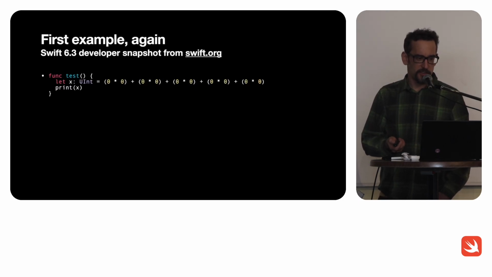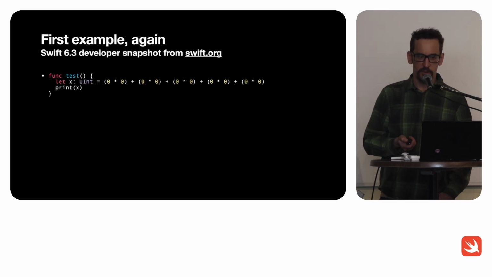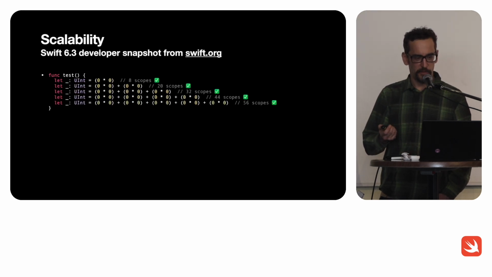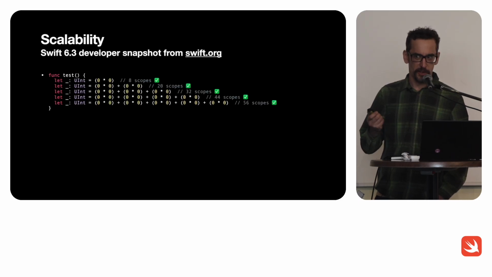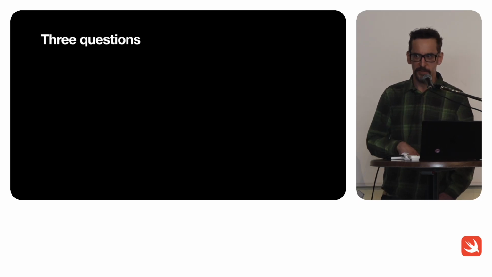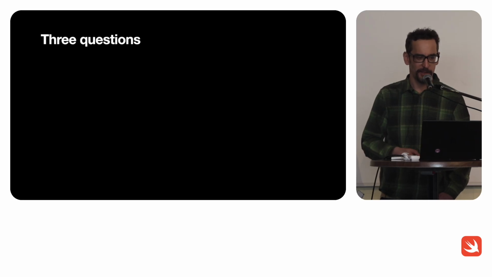And here's the good news. If you download a developer snapshot for 6.3 from swift.org, then this expression is fast with a UInt as well. And if you look at the scopes in Swift 6.3, you once again have linear scalability now. So, thank you. And actually, this particular optimization, I didn't work on it. It was a colleague of mine, so full credit to Pavel.